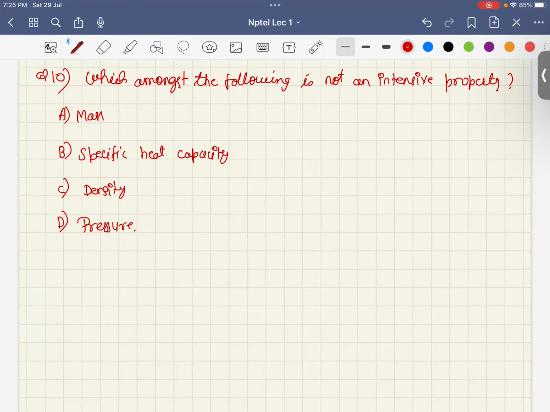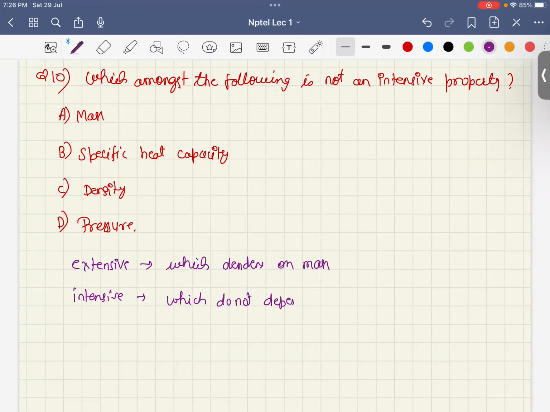Just a reminder that extrinsic properties are those which depend on mass, and intrinsic properties are those which do not depend on mass of the system. So which of the following is not an intrinsic property? I'll give you a couple of minutes to solve it.